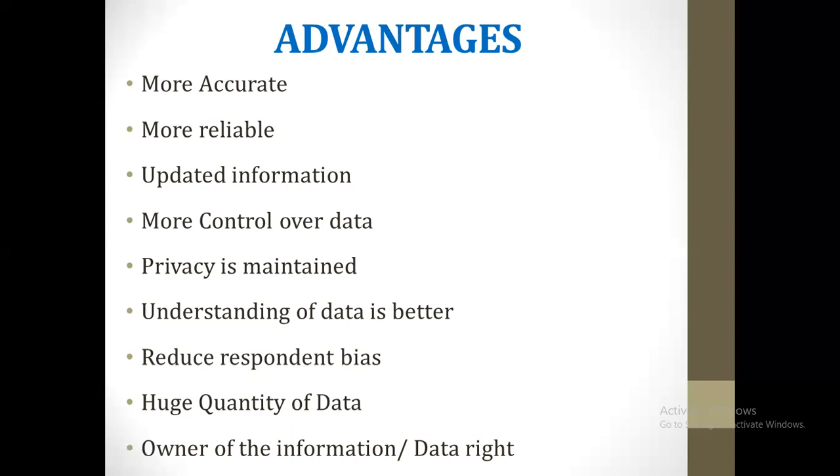The next one is that privacy is maintained. In primary data, the researcher maintains his data. It is not published anywhere, so it gives 100% privacy.